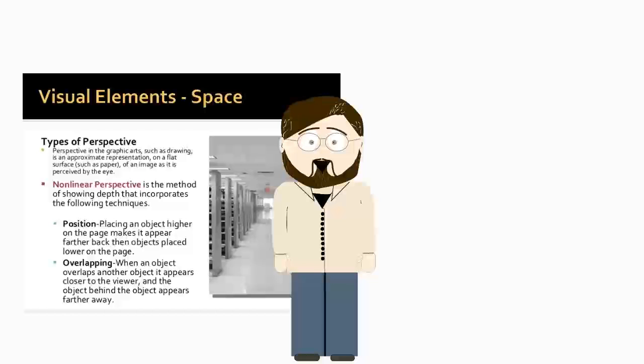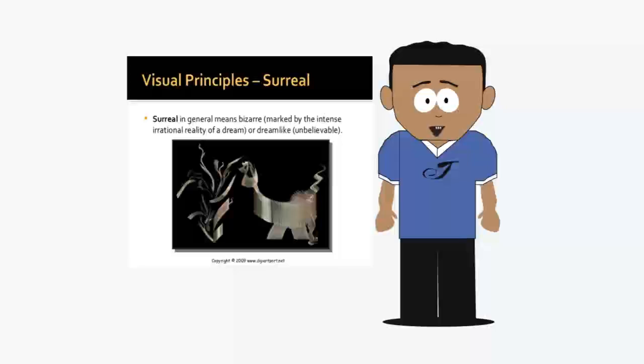Linear perspective is the method of showing depth that incorporates the following techniques. Position. Placing an object higher on the page makes it appear farther back than objects placed lower on the page. Overlapping. When an object overlaps another object, it appears closer to the viewer, and the object behind appears farther away. Surreal in general means bizarre, marked by the intense irrational reality of a dream, or dream-like, unbelievable.